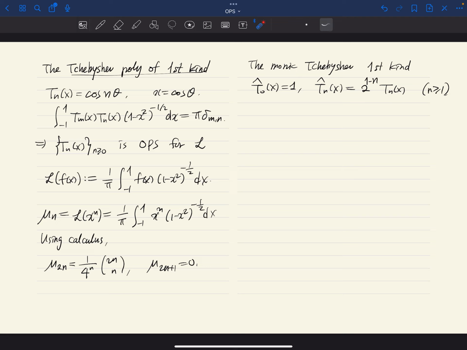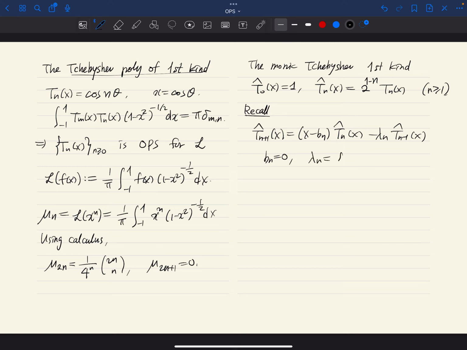And in fact, we also found, recall, we did this before. We have a 3-term recurrence like this. Bn, lambda n, where Bn is always 0. Lambda n, there are two cases: 1 over 2 if n is 0, and 1 over 4 if n is greater than or equal to 1. So it's always 1 over 4 except n equals 0.